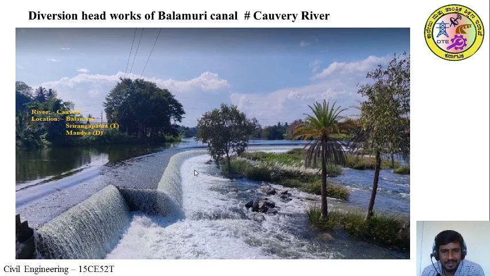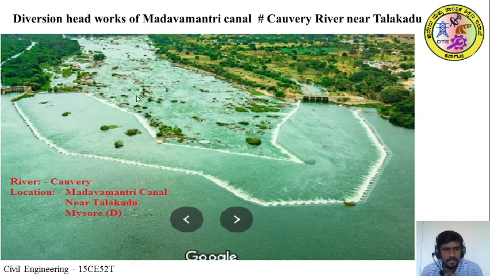This is another cross drainage structure. So this is another diversion network structure. This is a weir, you might have seen in so many movies, and this is an approaching channel, and the location is Balmuri near Srirangpatna, Mandya district. Another diversion headworks in the Kaveri river basin.